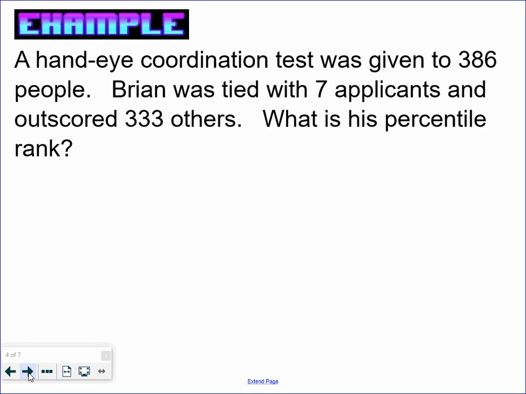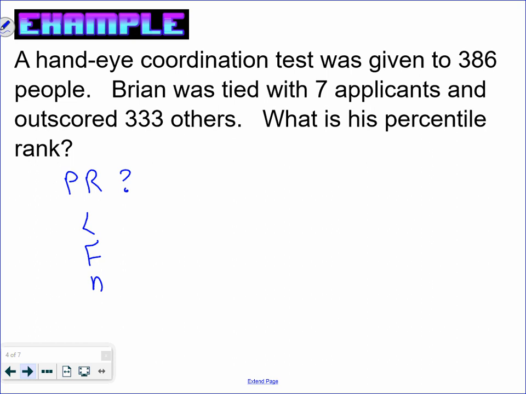So now we're going to do an example to figure out the percentile rank. A hand-eye coordination test was given to 386 people. Brian was tied with 7 applicants and outscored 333 others. What is his percentile rank? So first we're just going to list out the variables for our formula. So the percentile rank, that's what we're looking for. We also have L, F, and N.